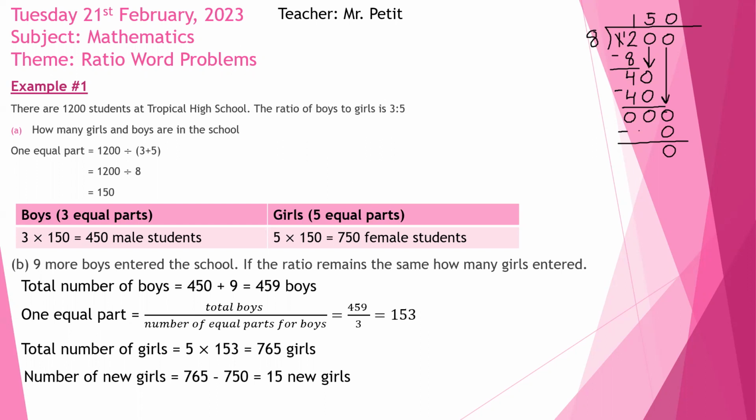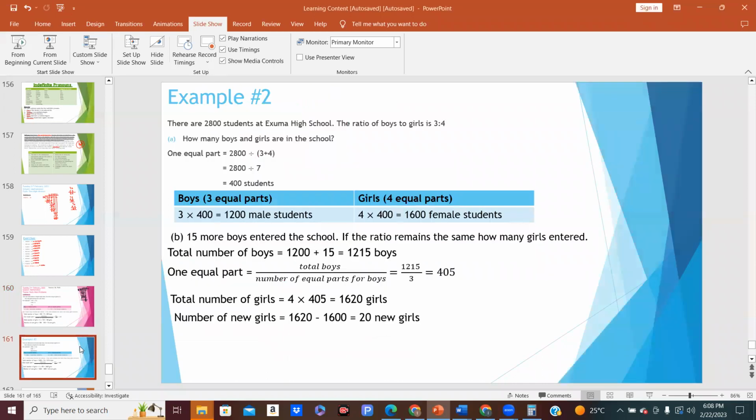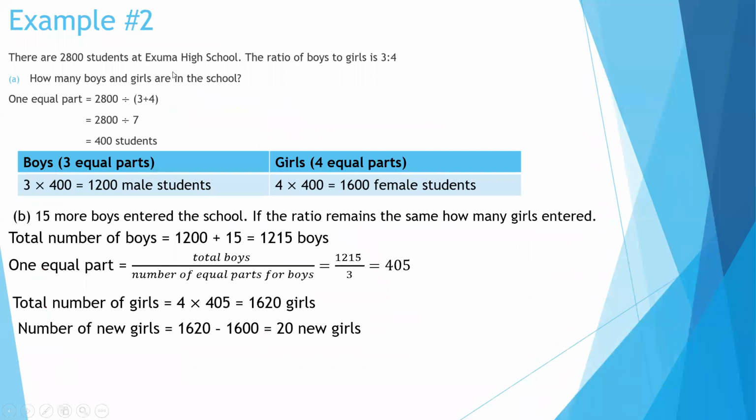All right. Do I have anyone to volunteer for example number two? Who wants to explain example number two? This one is basically a similar example, but with different numbers. And here we're looking at Exuma High School. Anyone who would like to explain that for me?